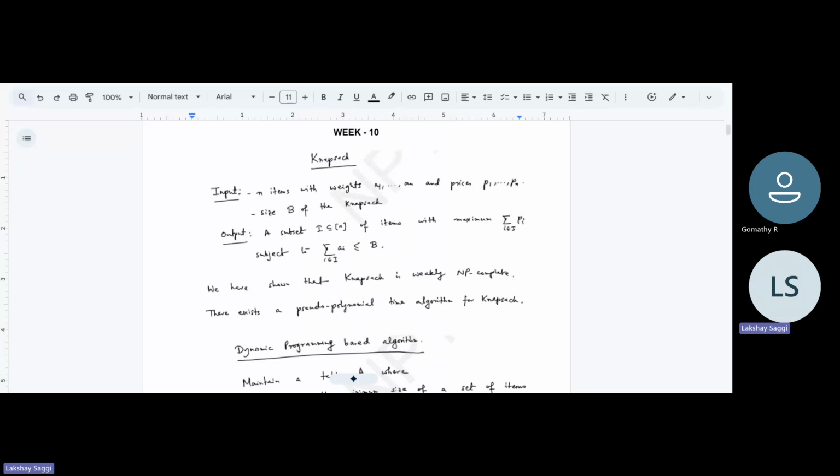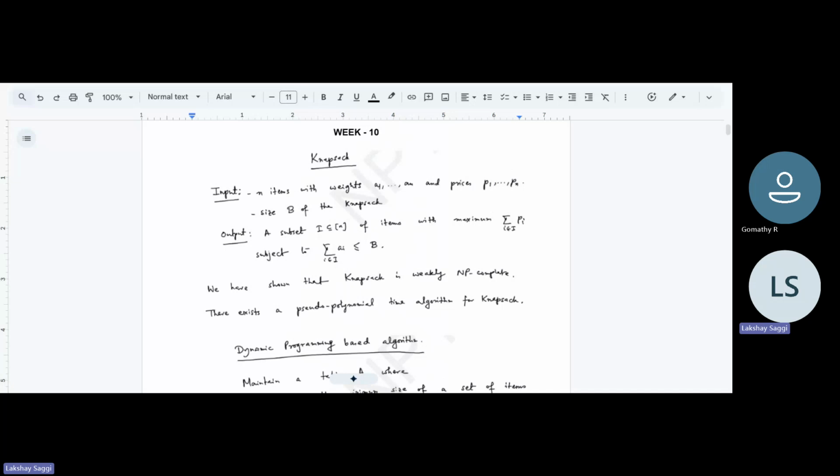What we have to output is a subset of items such that the sum of prices of the items which you are carrying is maximized, subject to the constraint that the total weight in the bag is at most B. You have to select some items so that the total weight does not exceed B, and you have to maximize your profit on the prices of the items collected in the bag. And knapsack was shown to be weakly NP-complete.